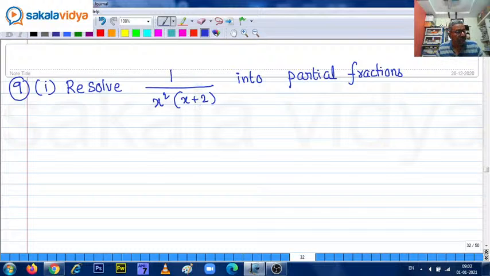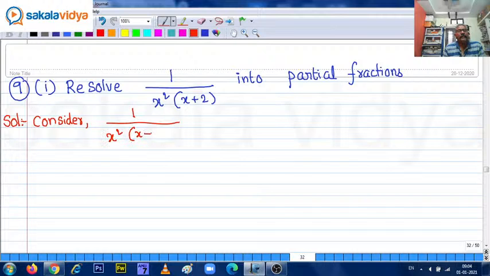Okay, let us directly proceed for the problem now. Solution. This problem is type 2, that we need to first of all recognize. Consider 1 upon x square times (x plus 2). For x square we get 2 partial fractions. For x first we need to write, say a upon x plus b upon x square, 2 partial fractions.